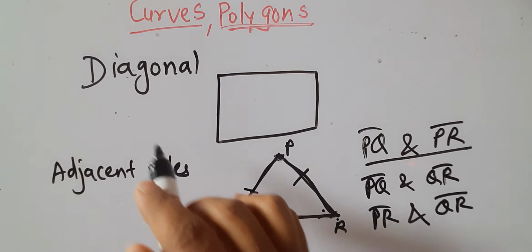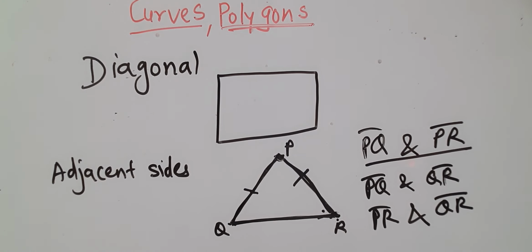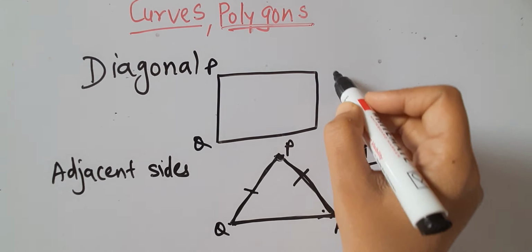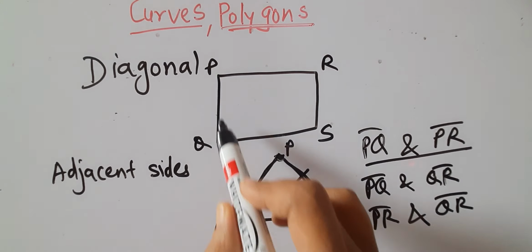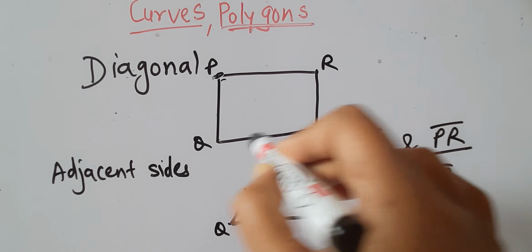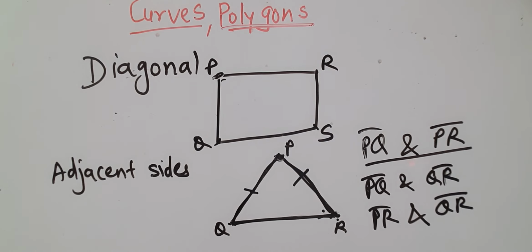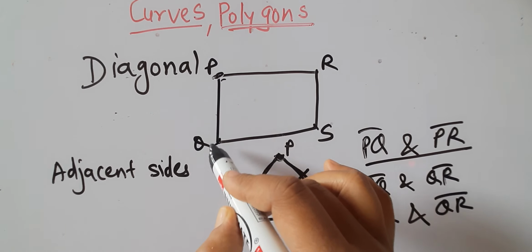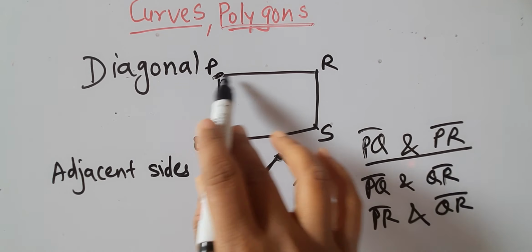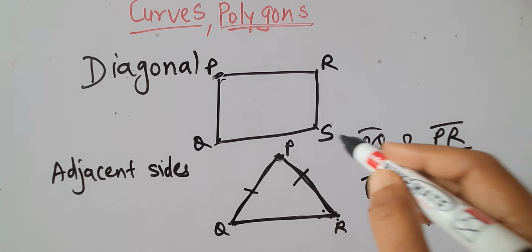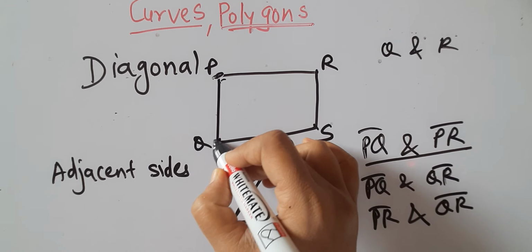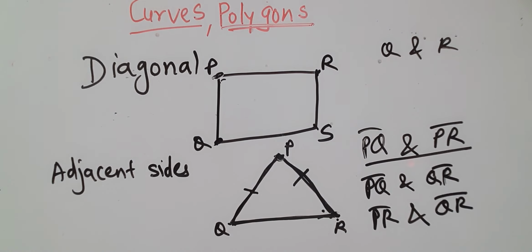Okay, what is a diagonal? Line segments which join two opposite vertices. So suppose this is one polygon here, and we have P, Q, R and S. Now P is a vertex here because it is common for two line segments. Q, R, S are also vertices. In this case, if you see, P and R are adjacent vertices. They are joining somewhere. Q and S are also joining somewhere. But if I say Q and R, they are opposite to each other.